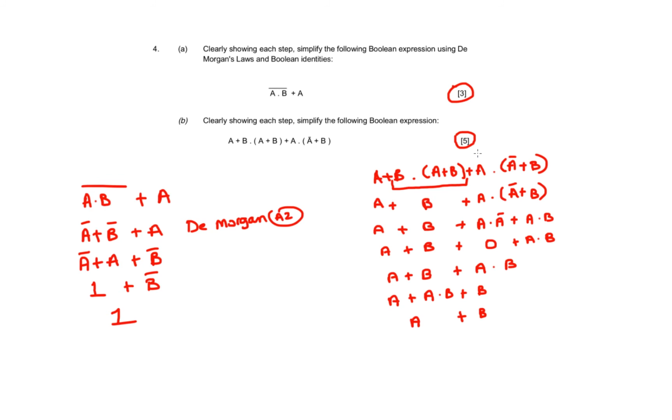Just look at the number of steps that we've been through to get 5 marks compared with 4A. And I can't stress enough how important it is to understand the identities and the laws of Boolean algebra in order to tackle these questions.